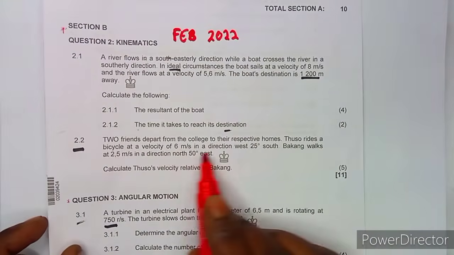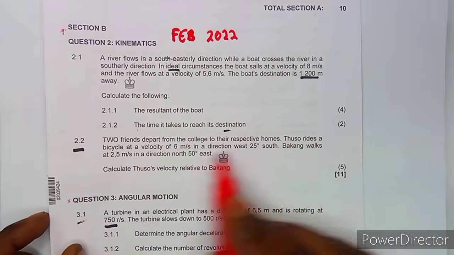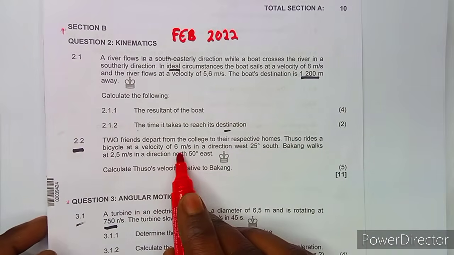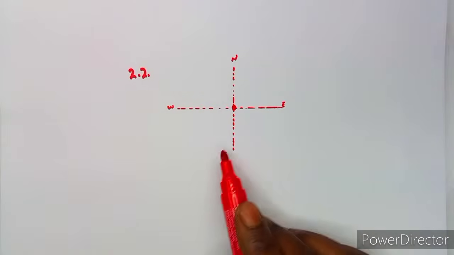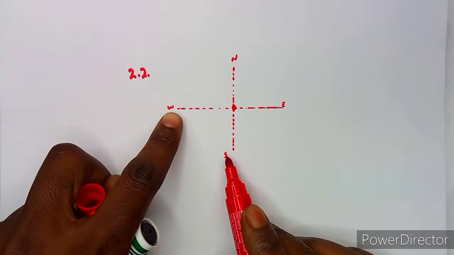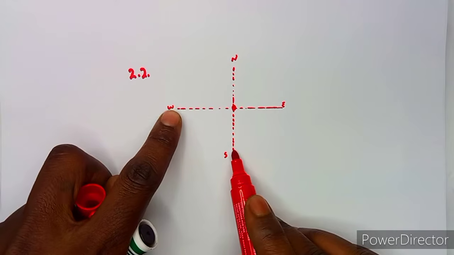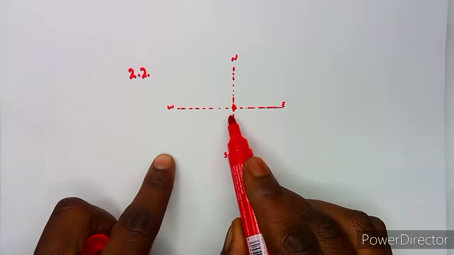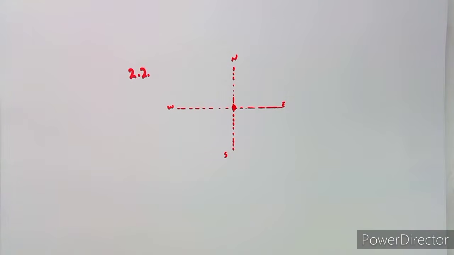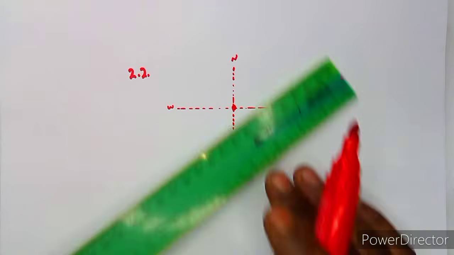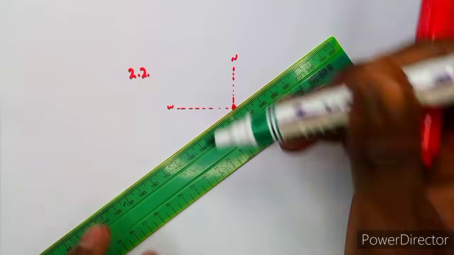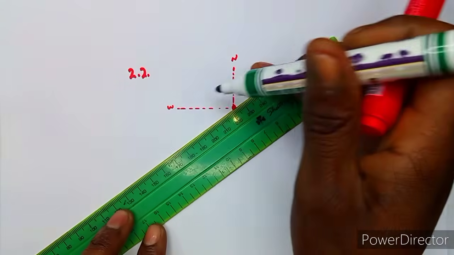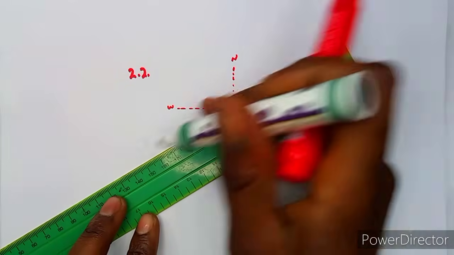So the first one, which is Tuso, rides 6 meters per second west 25 degrees south, which means this is our west and this is our south. West coming to south, which means it's in between west and south. This is where we are going to have it, between west and south, like this. So this is just somewhere here. Let's just put it somewhere here, guys.